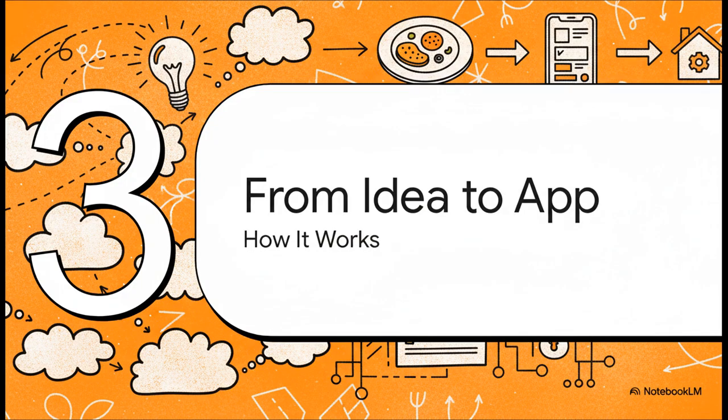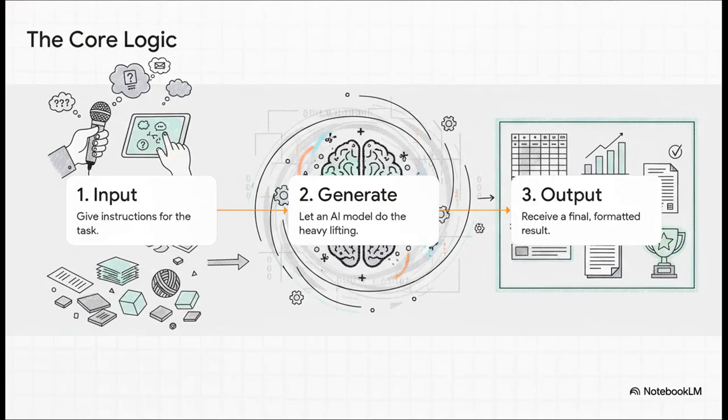Okay, so how does this thing actually work? Let's take that meal planning headache we were just talking about and see how we can turn it into a real, live app. At its heart, Opal works on a super simple three-step loop. First, you give it the input. That's the basic info the app needs to get started. Second, you hit generate and let the AI do all the heavy lifting. This part is powered by a large language model, the same kind of tech behind tools like ChatGPT. And third, you get your finished output. Input, generate, output. That's pretty much the whole process.